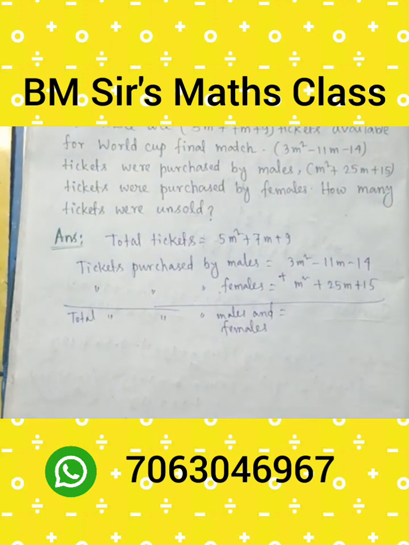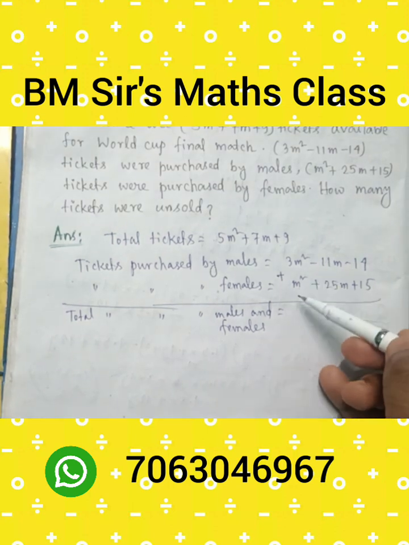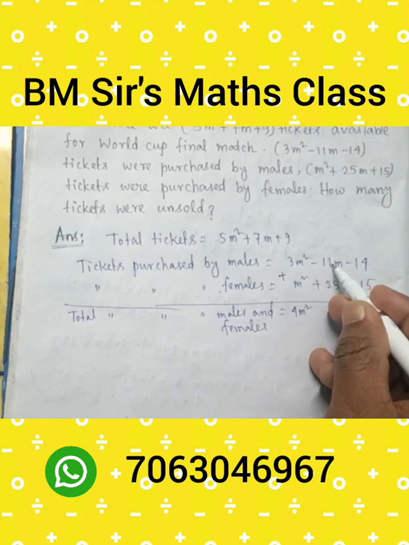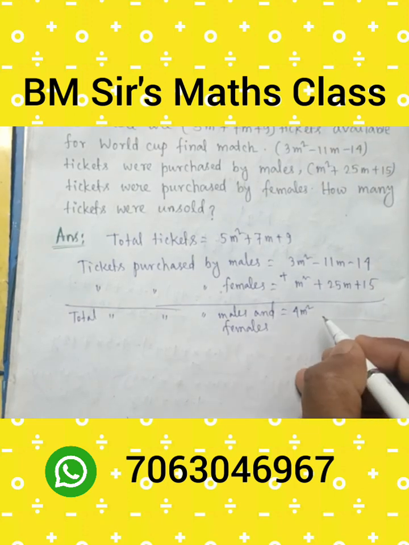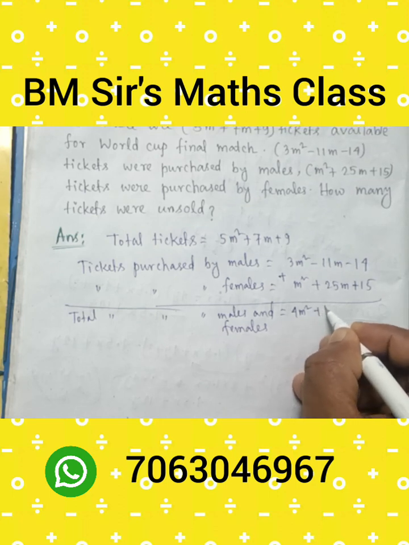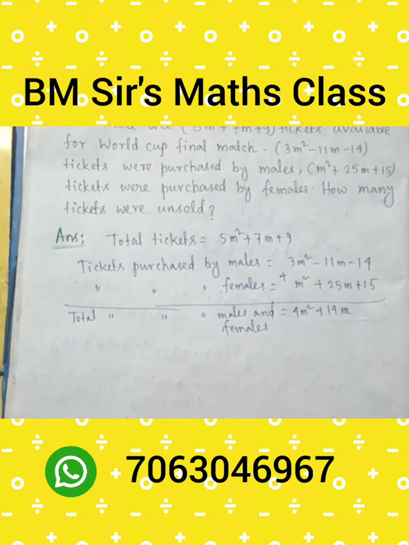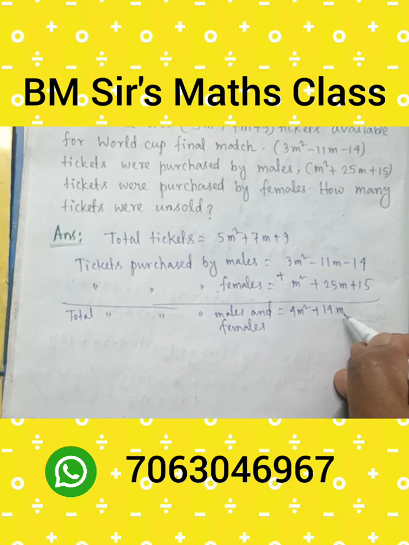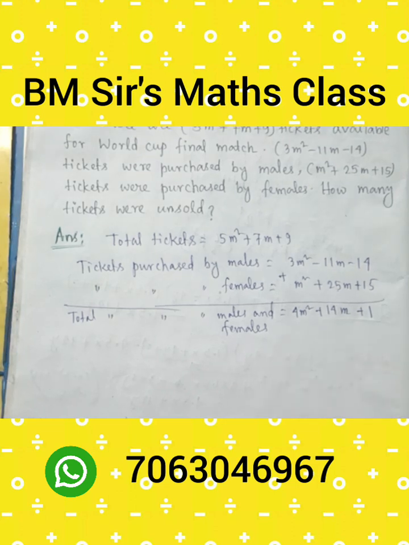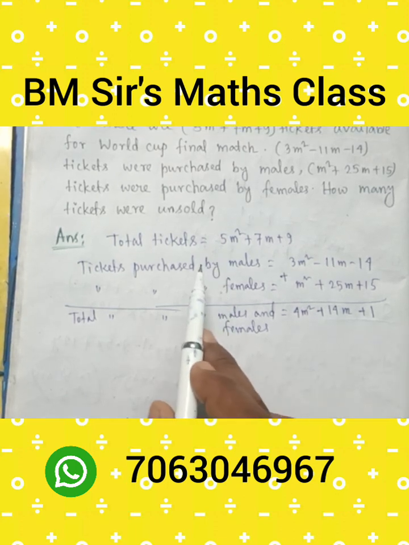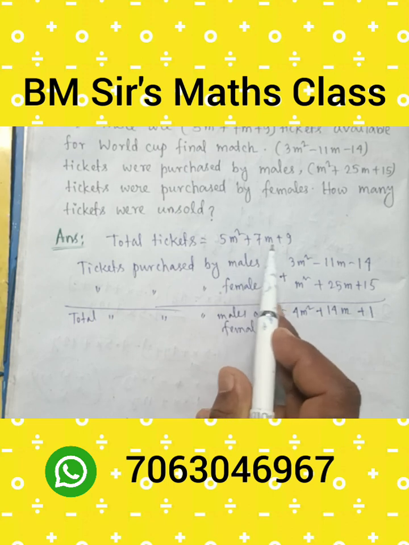To add, we have to add like terms. 3m square and m square is 4m square. Minus 11m and plus 25m is plus 14m, because 25 minus 11 is 14. And minus 14 plus 15 will be plus 1. So total tickets purchased by males and females are 4m square plus 14m plus 1. And the total number of tickets is 5m square plus 7m plus 9.